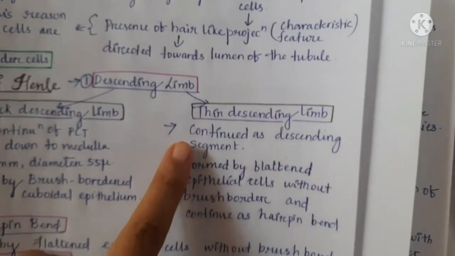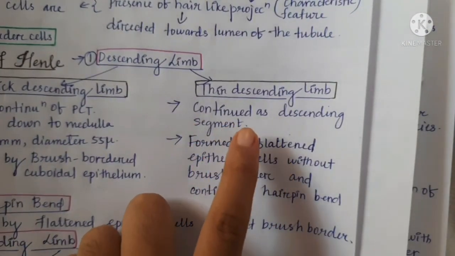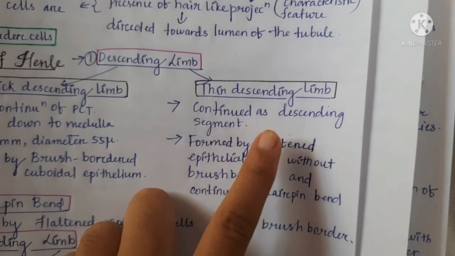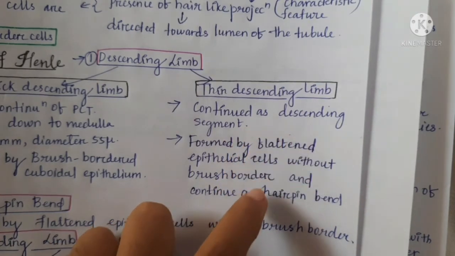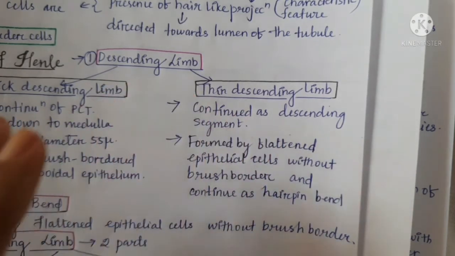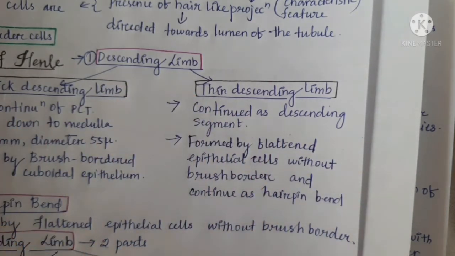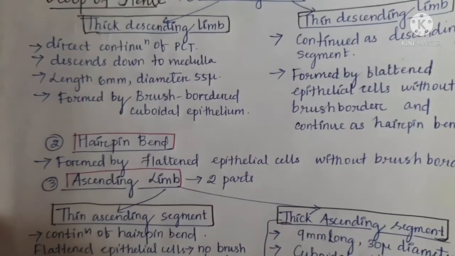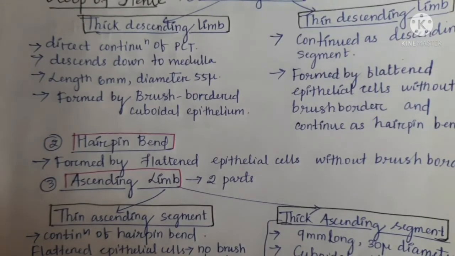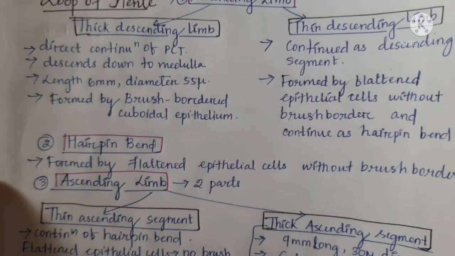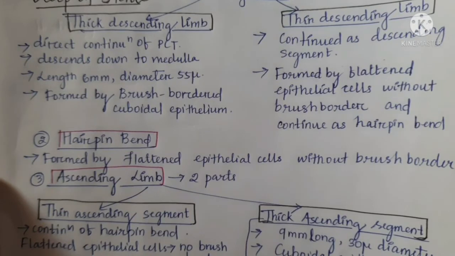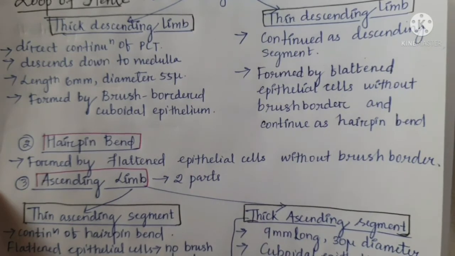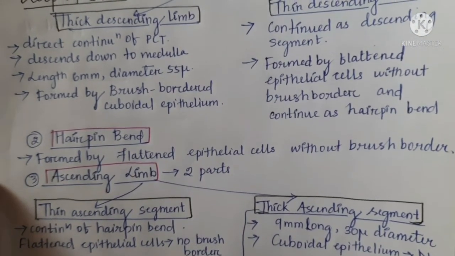Then the thin descending limb. The thin descending limb continues as the descending segment. It is formed by flattened epithelial cells without brush border, and it continues as the hairpin bend. This structure looks like a hairpin, so this part is named the hairpin bend. It is formed by flattened epithelial cells without brush border.